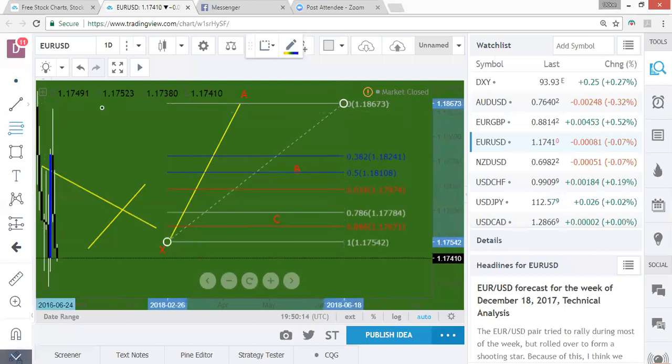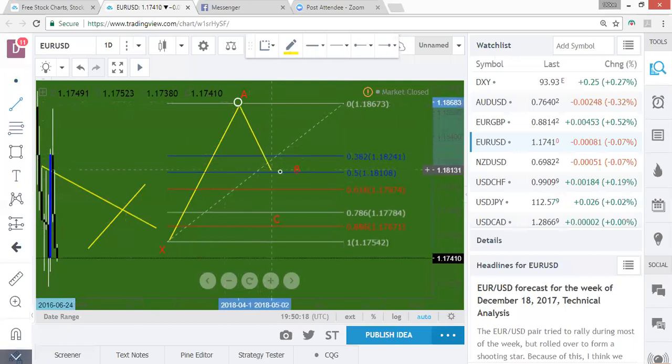And we're looking for a minimum retracement of 50%. Again, if we don't reach this 50%, we know that it's invalid. If we hit this 618, we also know that it's invalid.